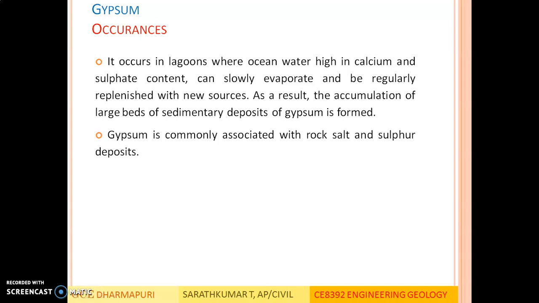Occurrences: it occurs in lagoons where ocean water high in calcium and sulfate content can slowly evaporate and be regularly replenished with new resources. When the ocean water evaporates, it leaves sediments of calcium and sulfate, which react together and form gypsum. As this process goes on, large beds of sedimentary deposits of gypsum are formed, commonly associated with rock salt and sulfur deposits.